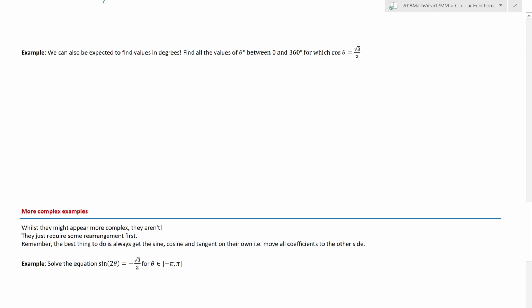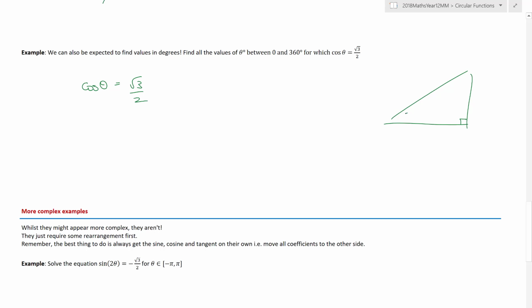You can also be expected to find angles in degrees, don't forget. So again, if we had the cosine of theta equals root 3 on 2. Now, a lot of people say to me, these will always be calculator questions, yes? And I'm like, no, not always, okay? Particularly when you've got root 3s on 2s, 1 on root 2s, all that type of stuff, because it comes from the standard triangle.